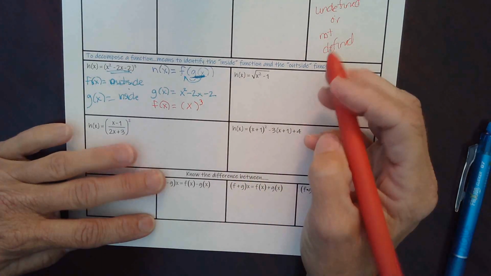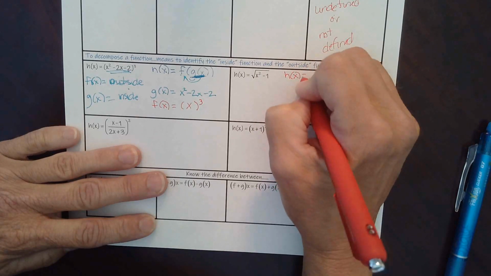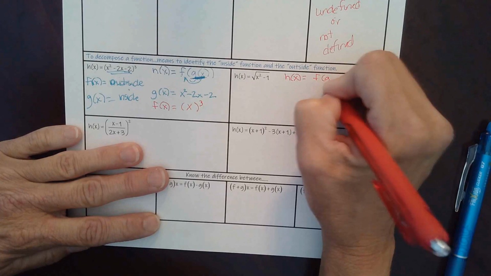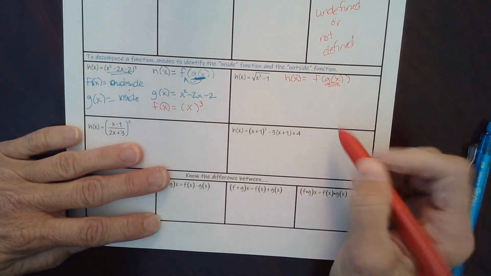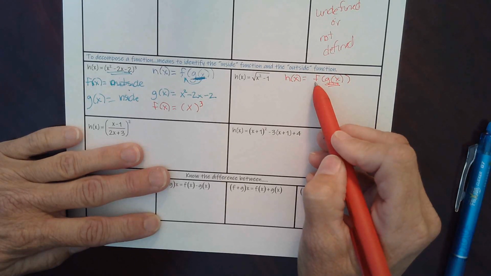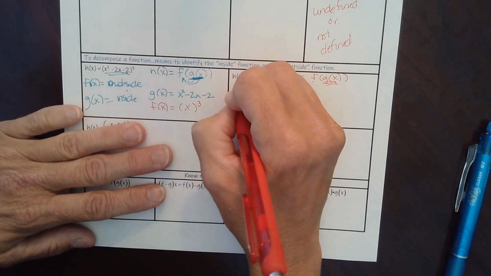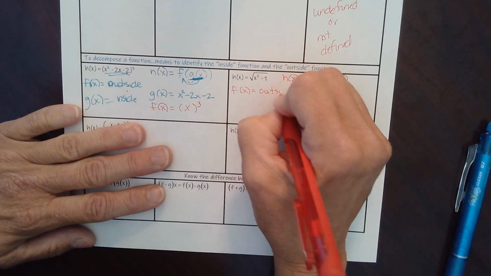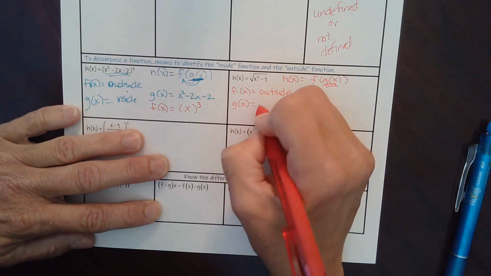All right, so let's do the same thing for this one. Let's say h of x is defined as f of g of x. So we want to identify the inside function and the outside function. Okay, so f of x equals the outside, and g of x will be the inside.